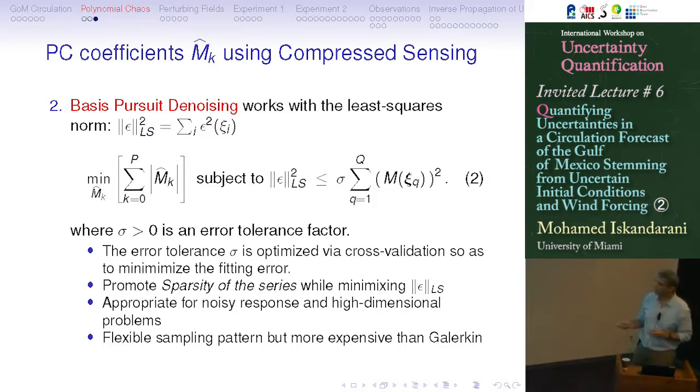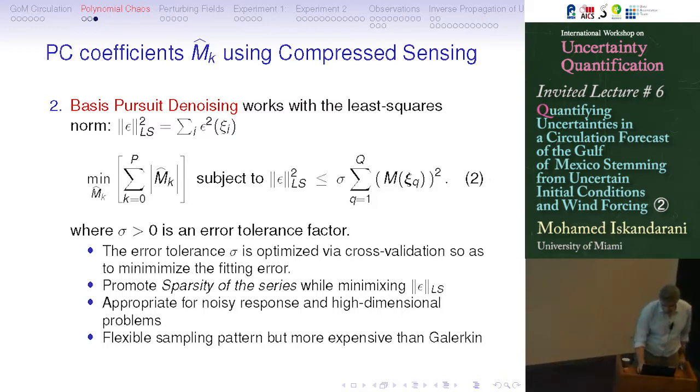And the beauty about this is that it has flexible sampling patterns, but it is a little bit more expensive than Galerkin because essentially the tolerance level, right, how far you are from the actual sample, requires a cross-validation. So you have to repeat the calculation until you have a good estimate of the tolerance. Okay?